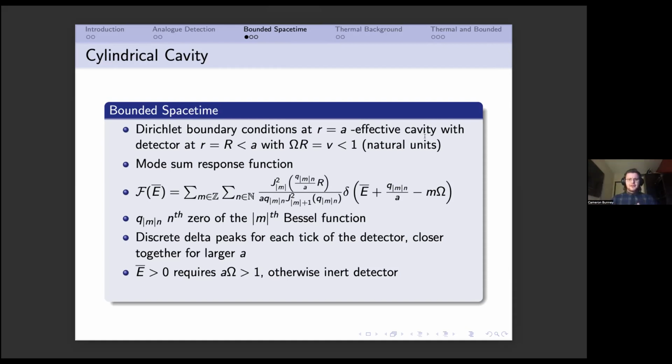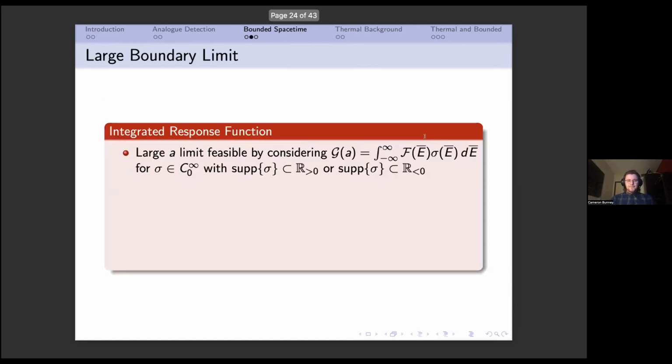So this tells us about the size of the boundaries that we can actually use. However, if we look at E bar less than 0, there is no such restriction required. So how do we get any interesting limits?